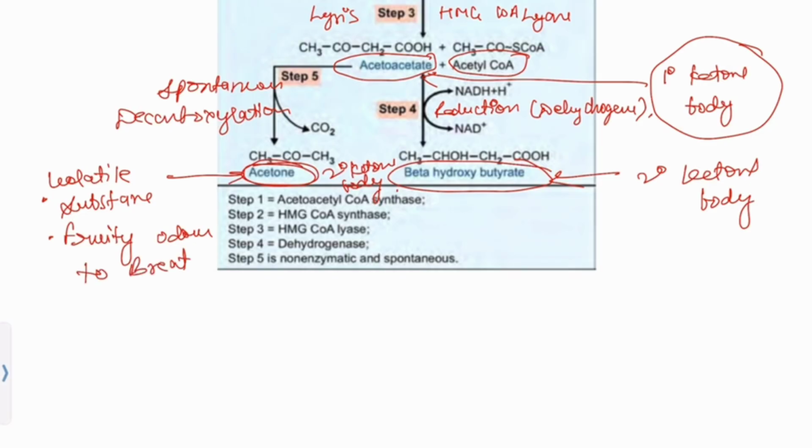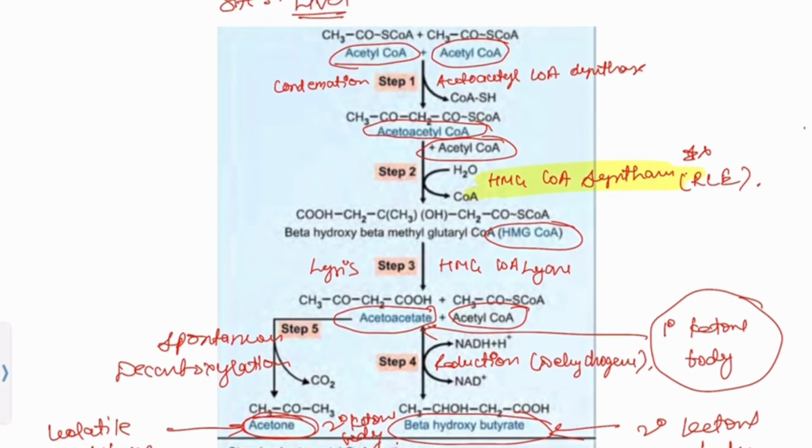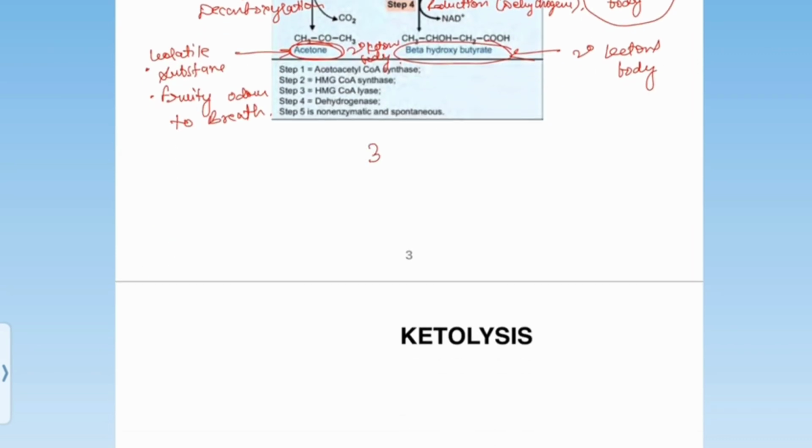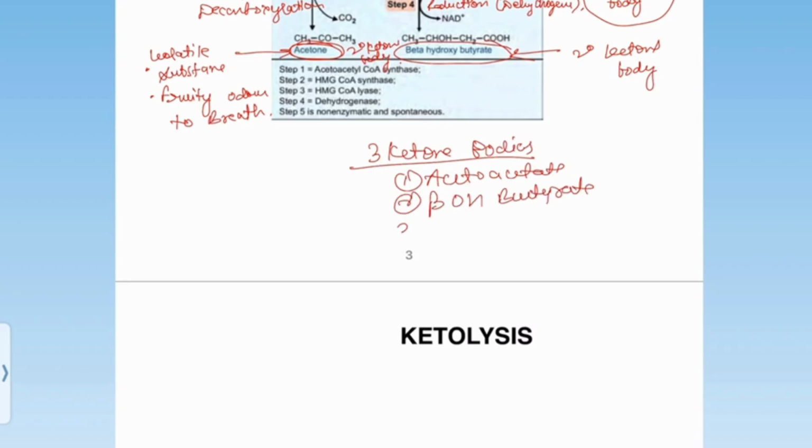So this is all about ketogenesis, and we have three ketone bodies: acetoacetate, beta hydroxybutyrate, and also acetone. These are secondary and acetoacetate is primary.